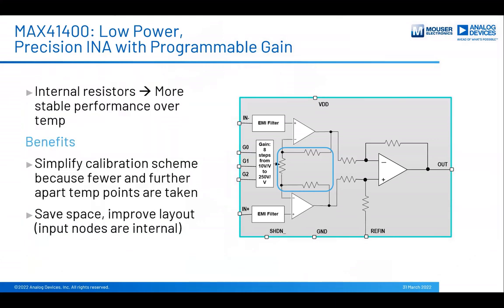If we put a further spotlight on this device and focus in on the internal resistors that offer that gain selectability of the device, having these resistors internally ensures that there's stable performance over temperature. This simplifies the calibration scheme over temperature. It also saves on system cost, as well as saving on space and improved layout.